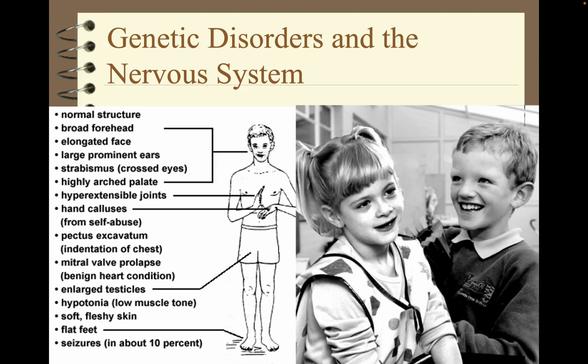Genetic normal structure, so the head is normal. The forehead is broad. They have elongated faces, large prominent ears. They have crossed eyes or strabismus, highly arched palate. They have hyperextensible joints. They have hand calluses from self-abuse, from rubbing their hands together. They have pectus excavatum, or an indentation in their chest. They have mitral valve prolapse, which is a benign heart condition. They have enlarged testicles if they are a male.